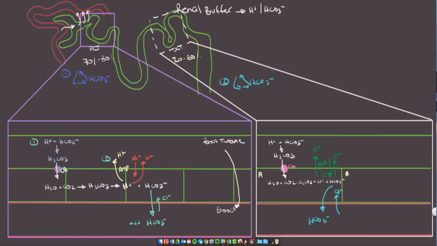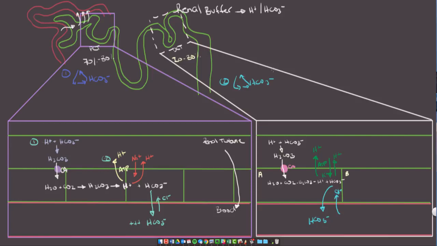When we have intercalated type A cells that aren't working appropriately, this is how we can get a renal tubular acidosis type 1. So these are two ways that you can see someone becoming extremely acidotic from renal problems: by dysfunction of the cells in their proximal convoluted tubule or dysfunction of their cells in the distal convoluted tubule.